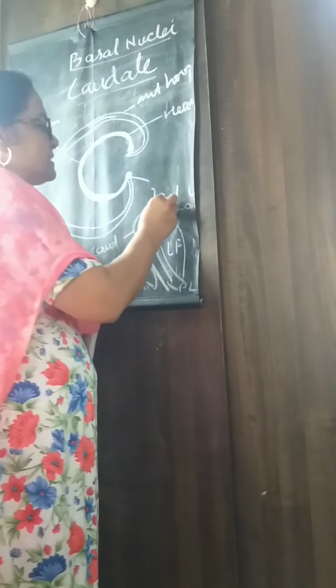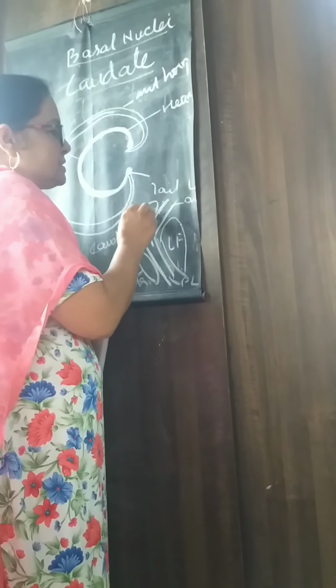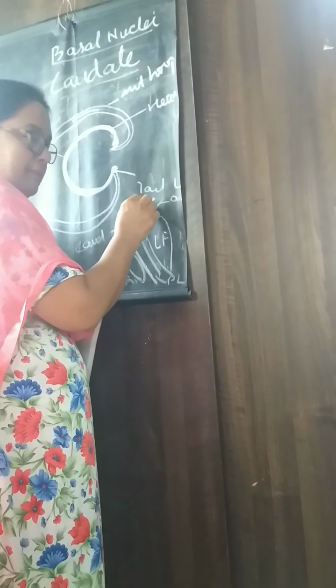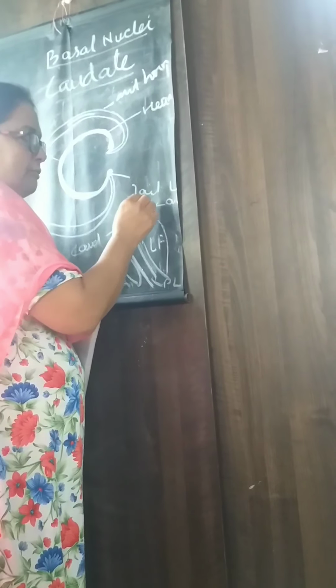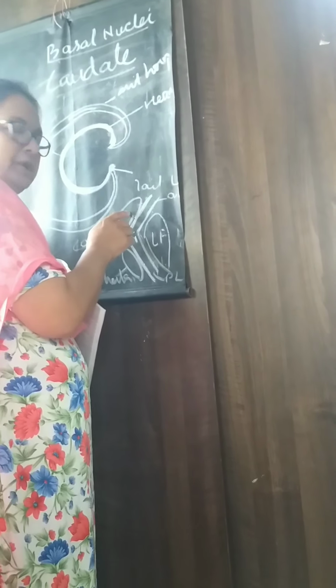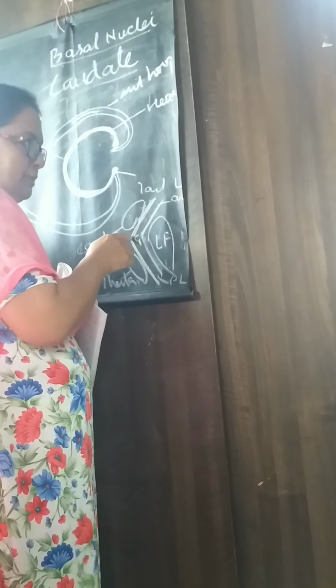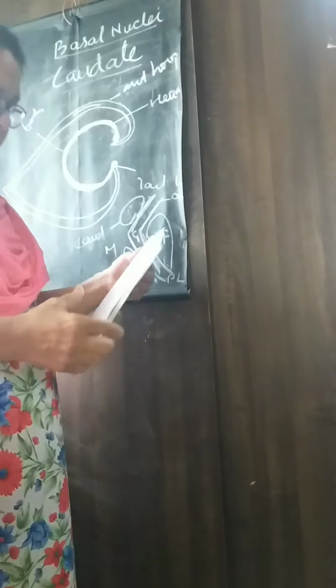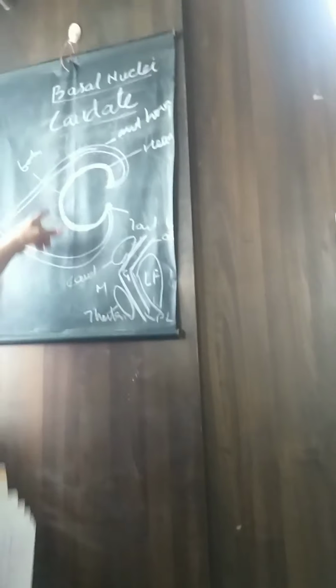So see, this is the anterior limb, this is the caudate nucleus. This is the lateral part, this is the medial part. So the medial part of the anterior limb of the internal capsule is formed by the caudate nucleus. The medial wall is formed by the head of the caudate nucleus. Now the body.